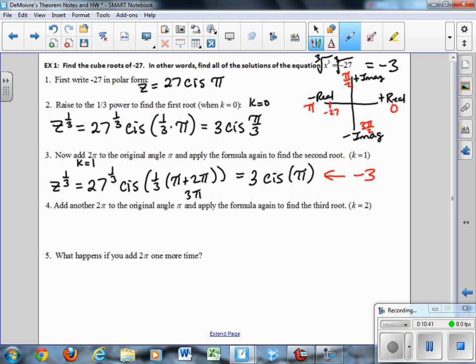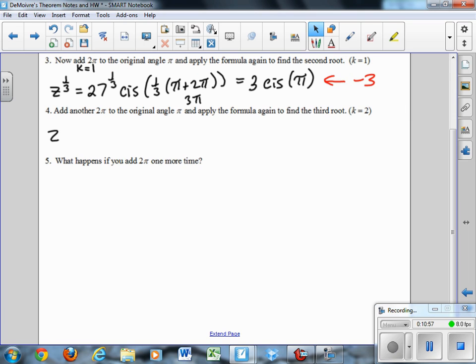Now I need, yeah, go ahead. If the number that you got was -3 and the equation is 1 over n, why would it be -1 over 3? Okay, for the third root, we're going to have z to the 1/3 is equal to 27 to the 1/3 cis.